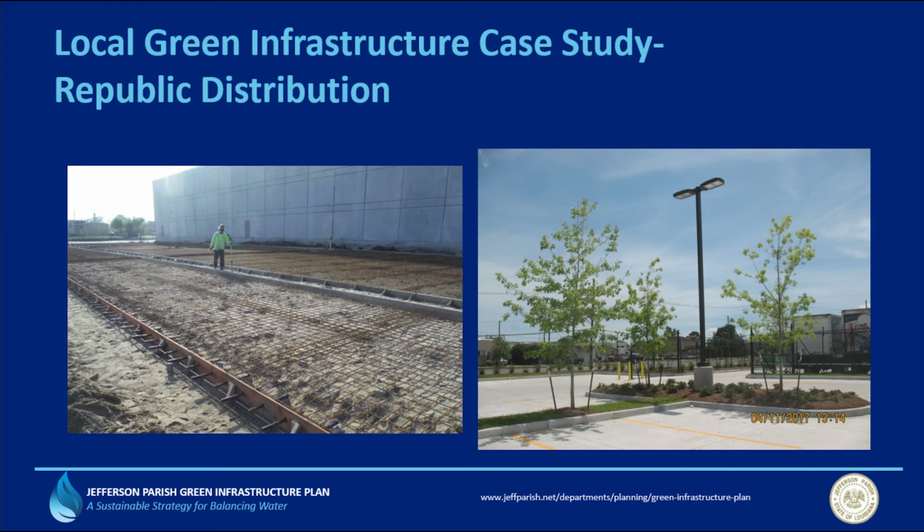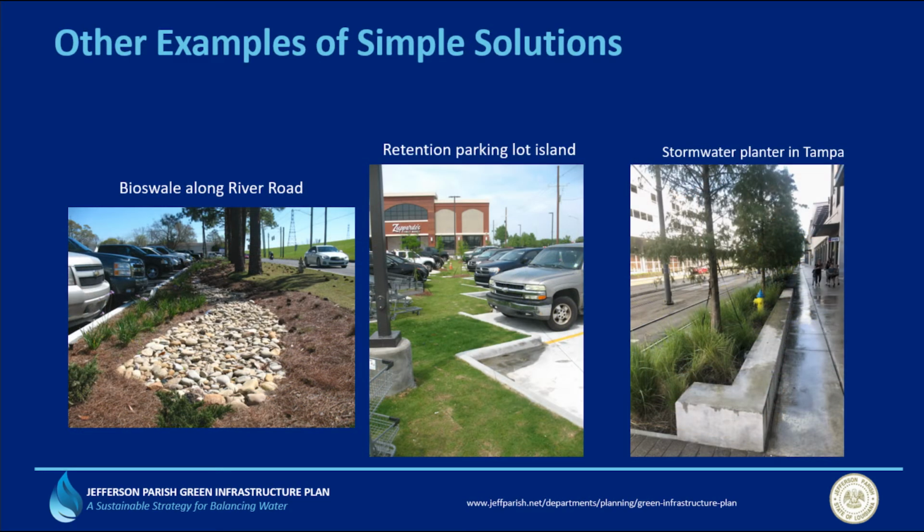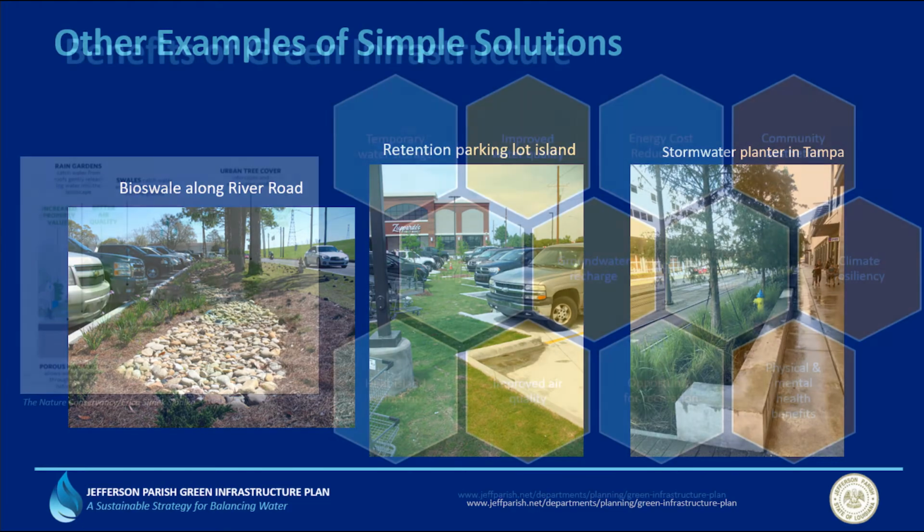Local green infrastructure case study, Republic Distribution, located on Jefferson Highway. Another example is on-site detention at the Republic Distribution site located on Jefferson Highway. The entire roof drains into a subsurface drainage system that's located underneath the parking lot. Other simple solutions include a bioswale at Ochsner along River Road, a retention parking lot at Zuppardo's grocery store, and a stormwater planter in downtown Tampa.